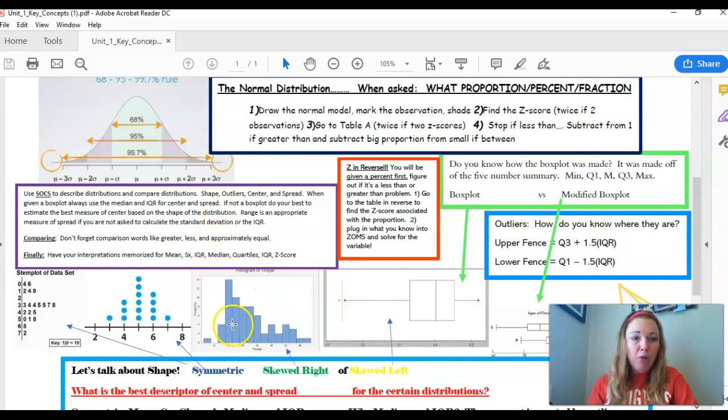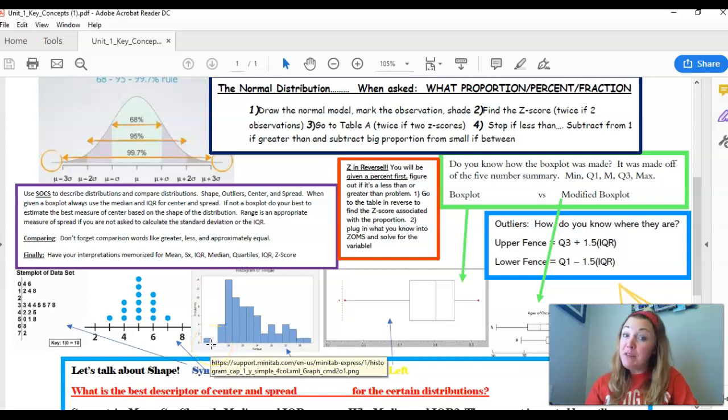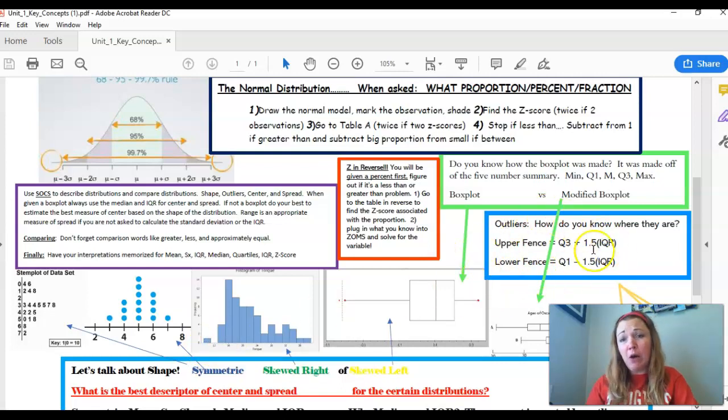O stands for outliers. Is there anything hanging way far away? I don't consider this an outlier. It's not super far out. It should be way over here. I just consider there a gap right there, but no outlier. Okay. How do I confirm if there's an outlier? You need to confirm if there's an outlier using this outlier rule. And that is something you do need to memorize.